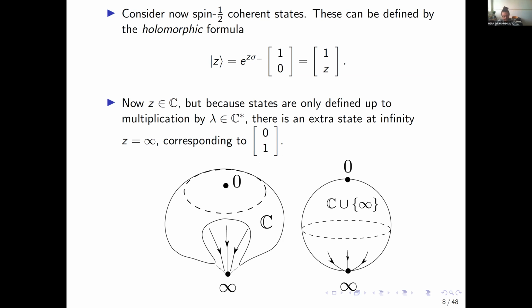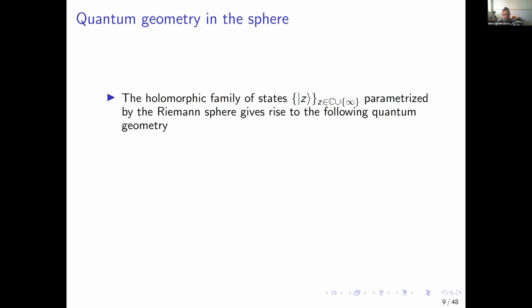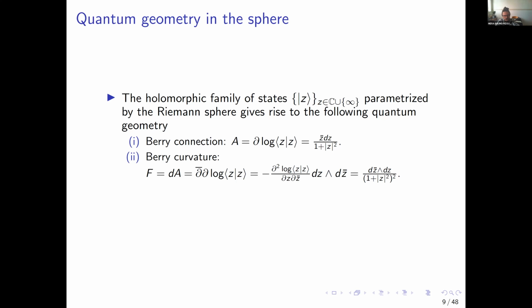Okay, so let us continue. So now you have a holomorphic family of states, of quantum states parametrized by the Riemann sphere. And if you pull back the Fubini-Study structure, and also the connection on the tautological bundle, basically, you have this Berry connection, which again is the derivative of the logarithm of the normalization. Notice now that there appears this 1/(1 + |z|^2). And you have the Berry curvature, which again assumes the same form as before, and the quantum metric.